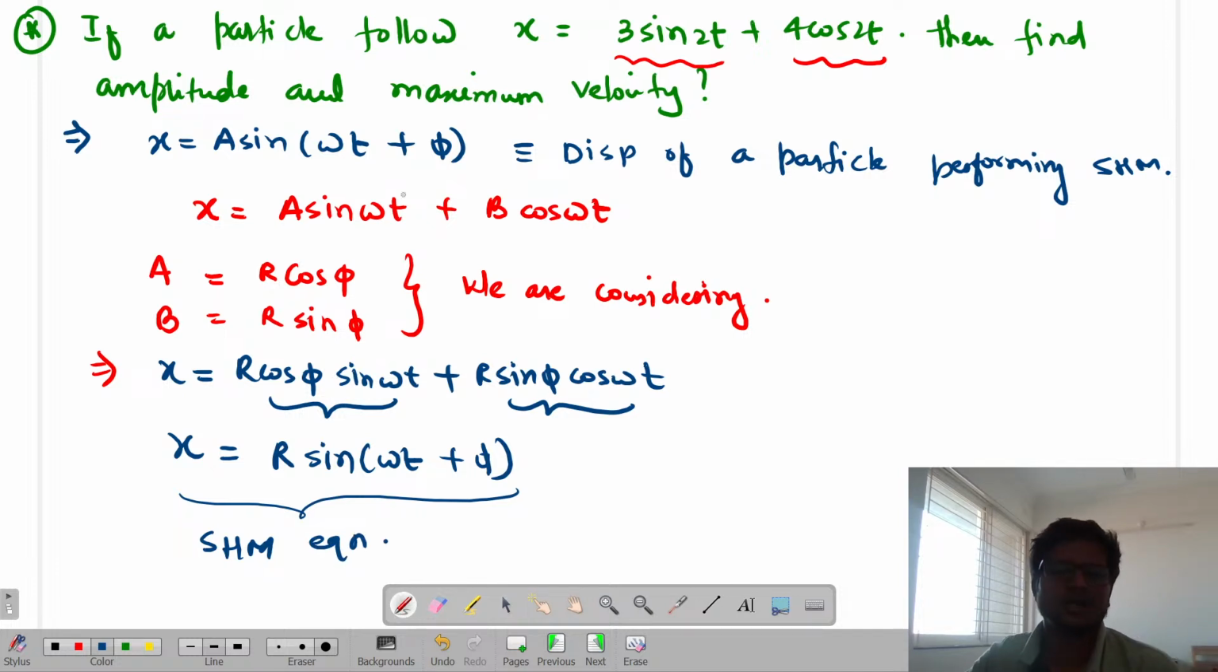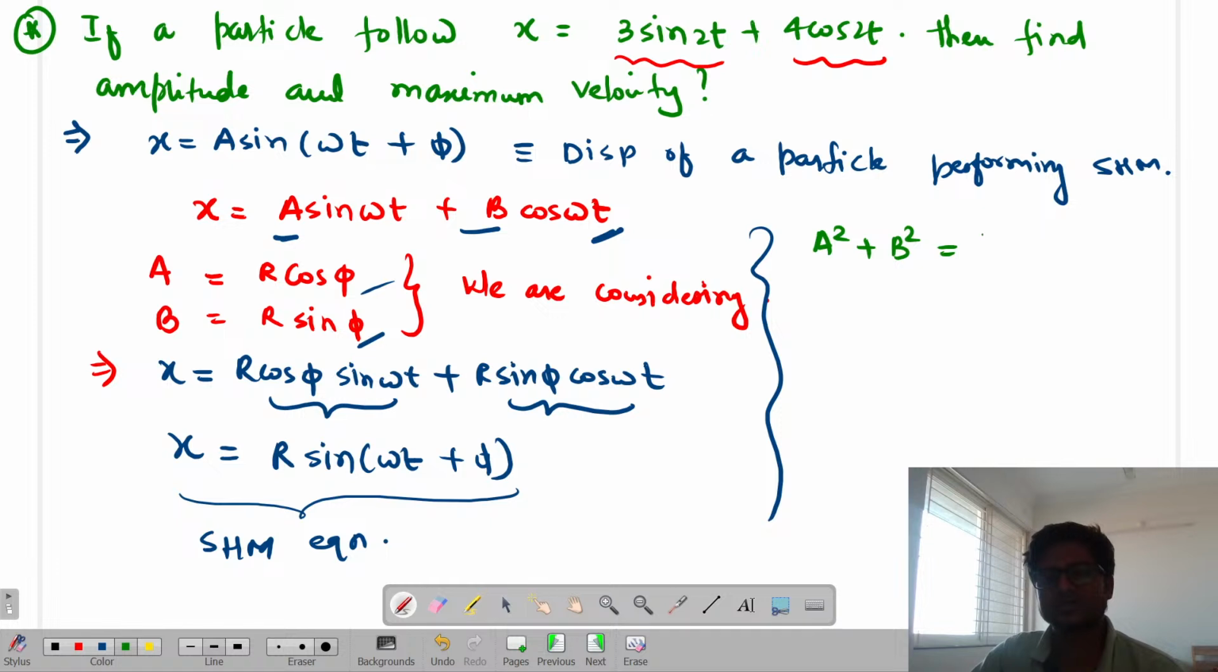So if I have this form, just try to write a and b as r cos phi and r sin phi, where phi will be represented as the phase difference. Did my points make sense or not? Now the question arises, what is the value of r? You take a square plus b square, it becomes r square. So r is nothing but root under a square plus b square. Did you understand?